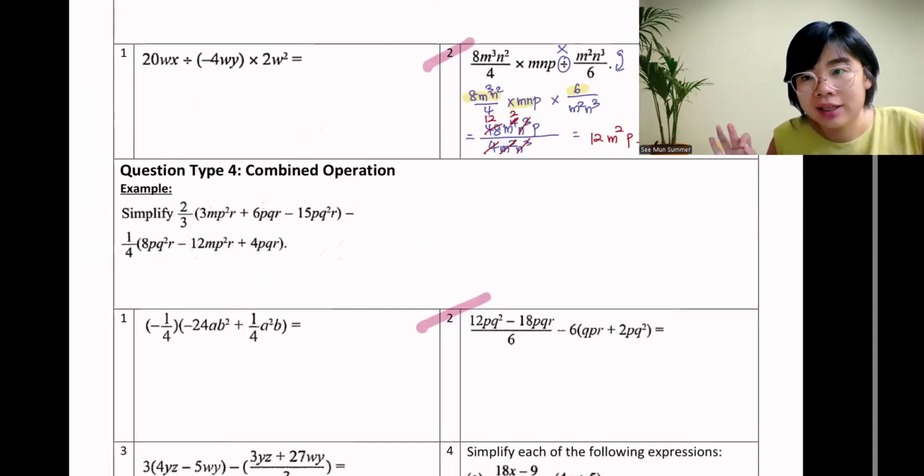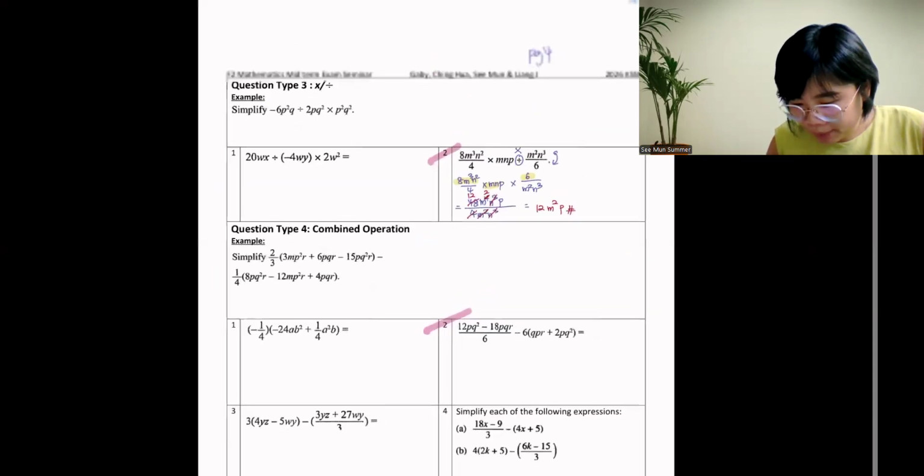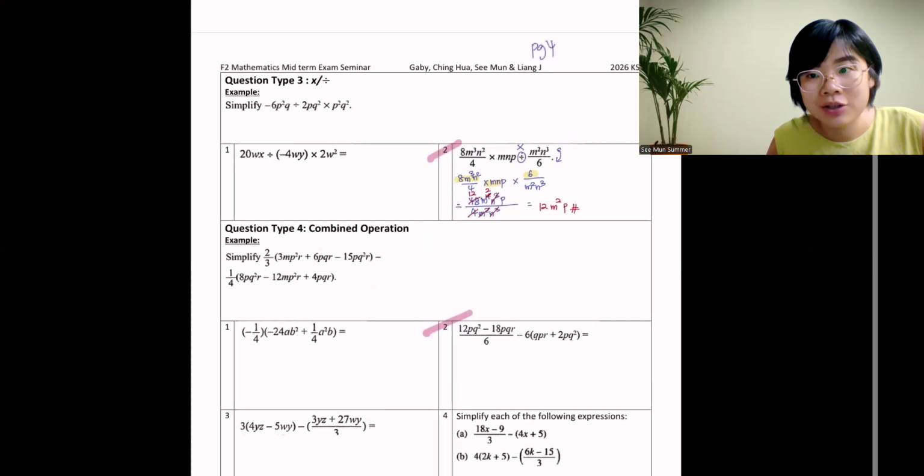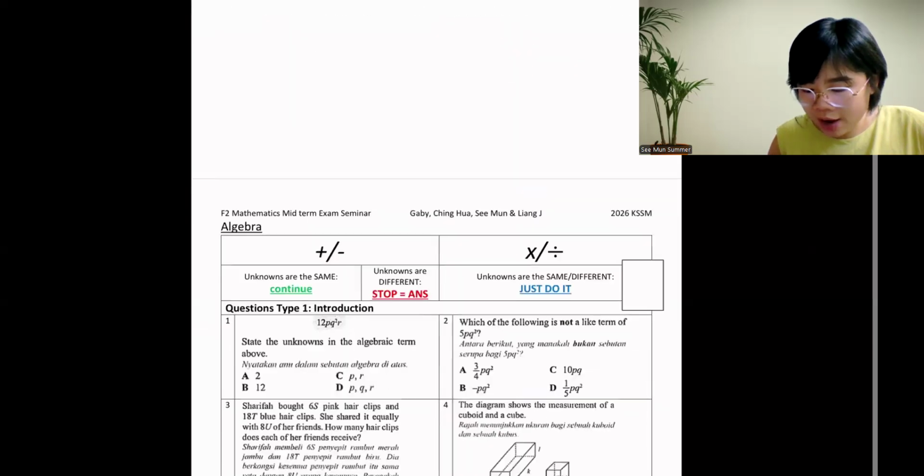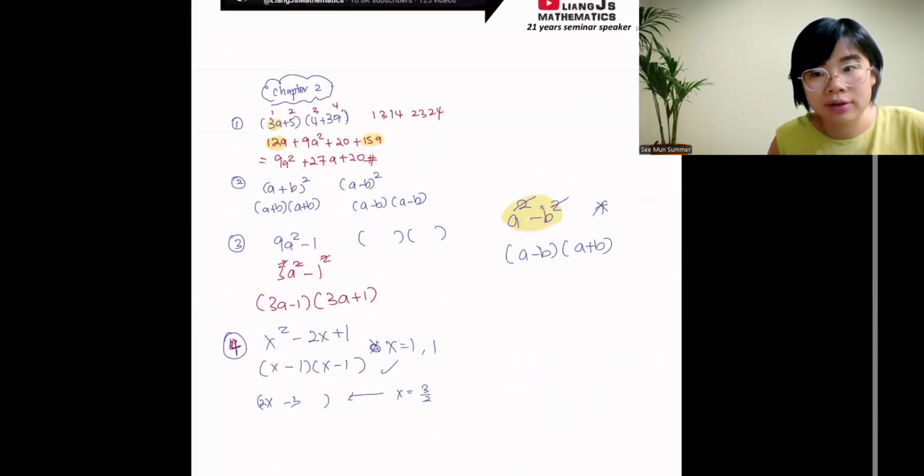Okay, Kidman, I am at page 4. You have the seminar notes with you, am I right? I am at page 4. Just now I had them screenshot chapter 2, so maybe you can screenshot also. Yeah. 5, 4, 3, 2, 1.